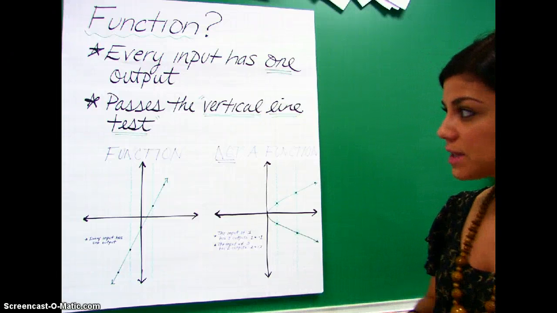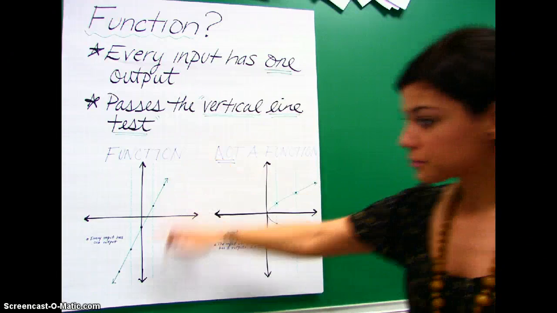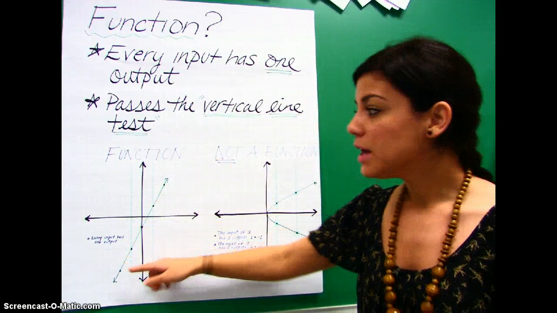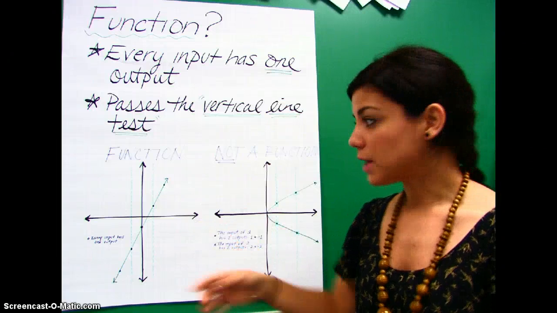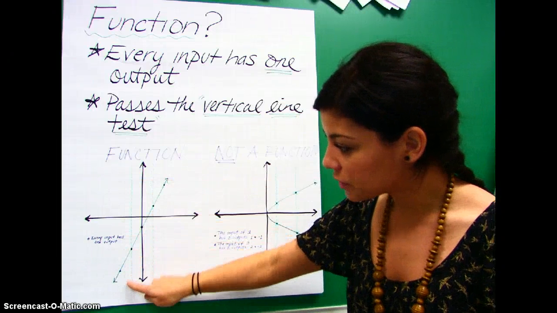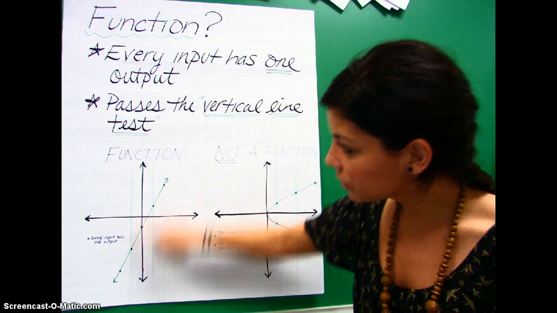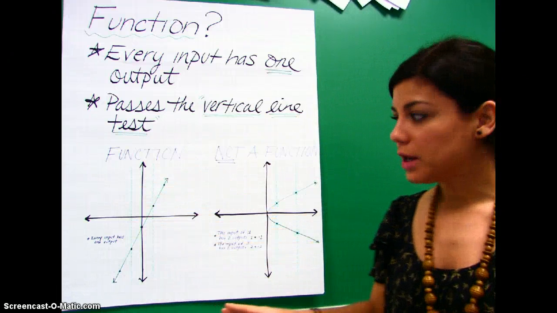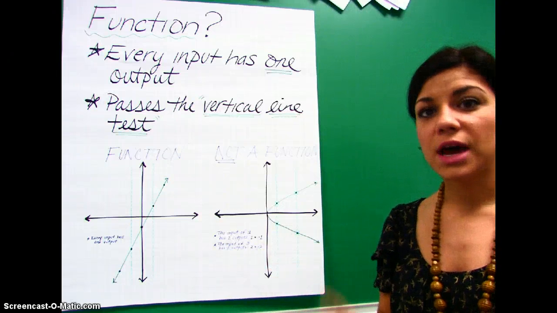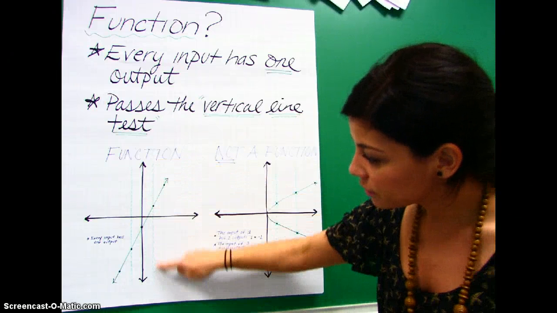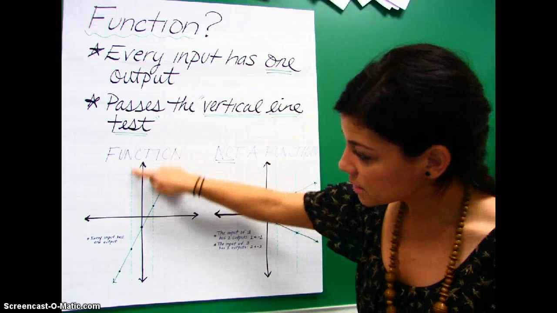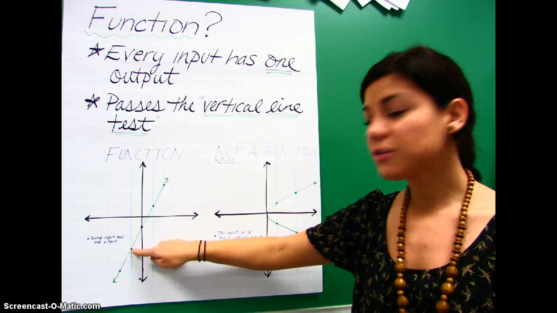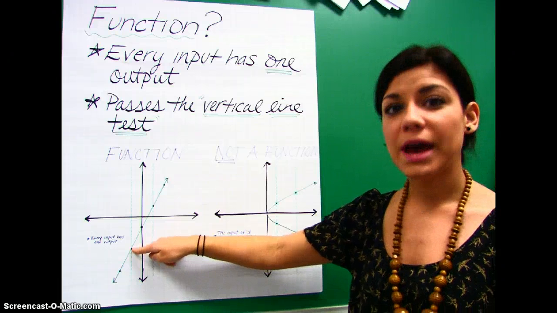So here's an example of something that would be a function. This green line here, where you can see that pretty decently, if I were to imagine drawing a vertical line anywhere along this graph, if I were to draw it here, or here, or here, wherever I were to draw it, it only ever intersects at one point. This line here intersects one point. This line here intersects at one point. So this, in fact, is a function. Every input has one output.